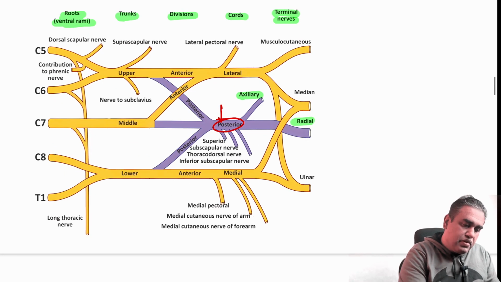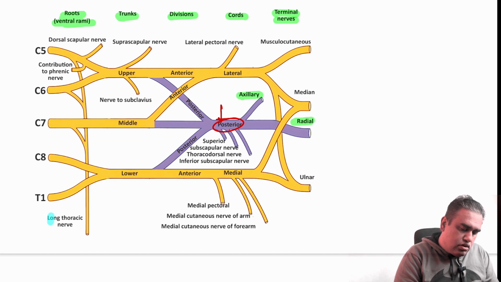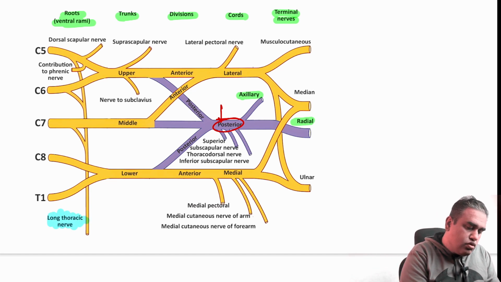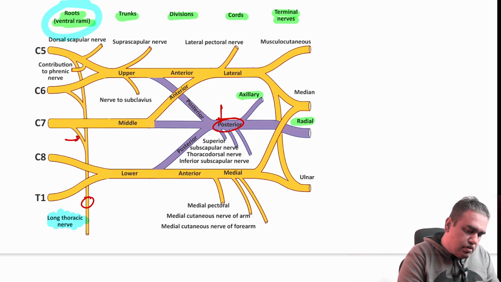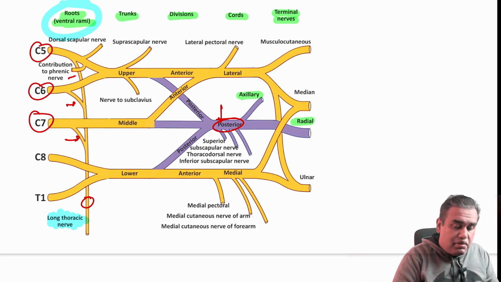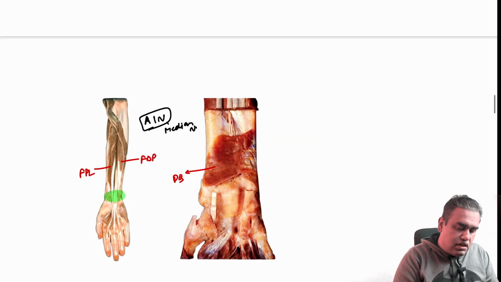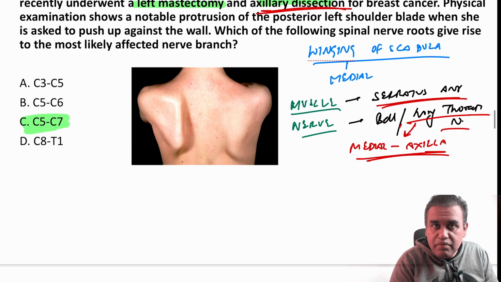Okay, very good. Have a look over here, the long thoracic nerve coming from the root of the brachial plexus. Now trace it. Trace it, where are the roots coming from? This nerve is coming from where? Come here, here and here. What is it? C5, C6, C7. It comes in handy sometimes. So here the answer would be C5 to C7.